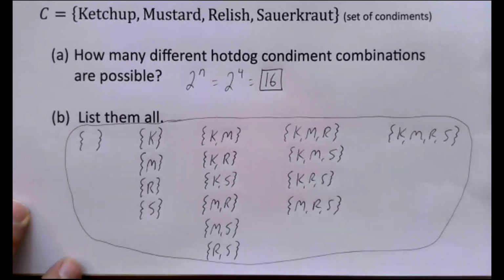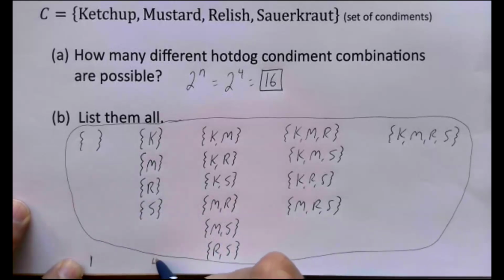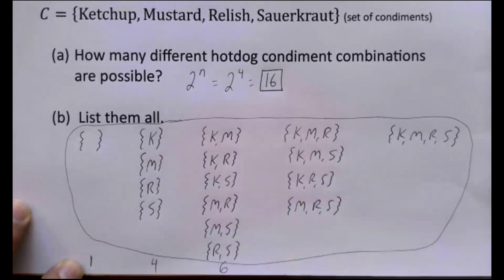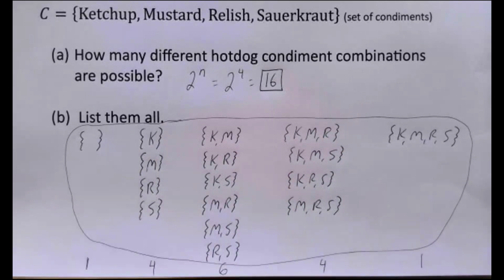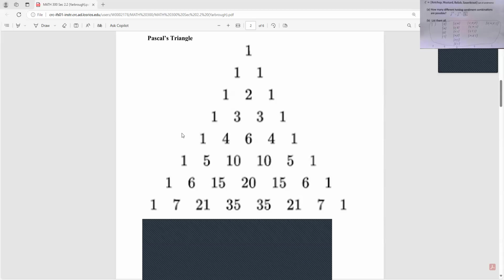You ready to be blown away again? There is one subset with zero elements. There are four subsets with one element. There are six in this column with two elements each. There are four in this column with three elements each, and there's one over here. 1, 4, 6, 4, 1.